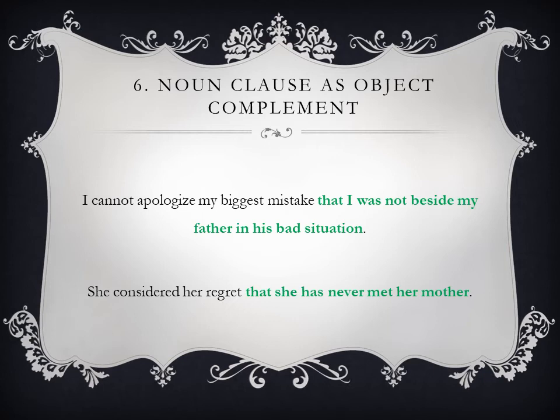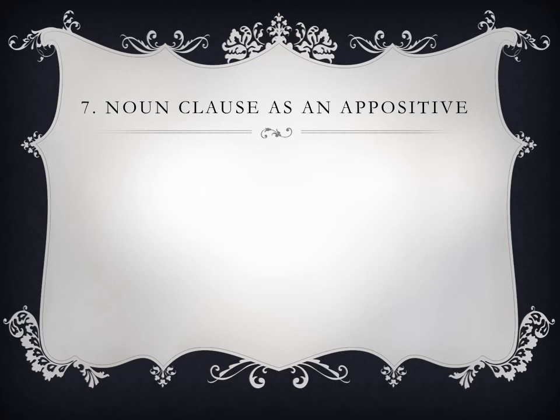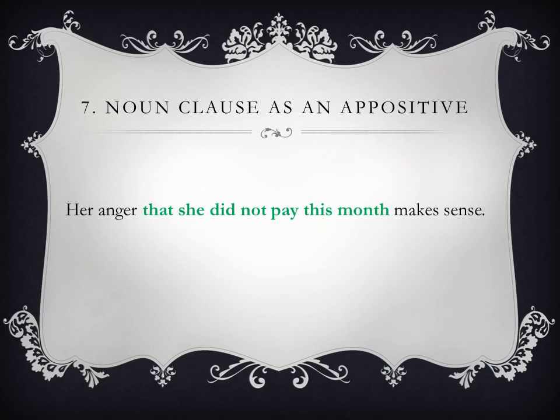Okay, now we continue to noun clause as an appositive. An appositive renames the noun. It gives another name for the noun. Here is the example: her anger that she did not pay this month makes sense. So "that she did not pay this month" belongs to her anger.